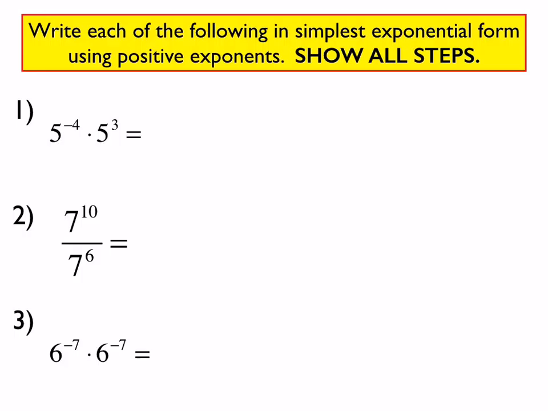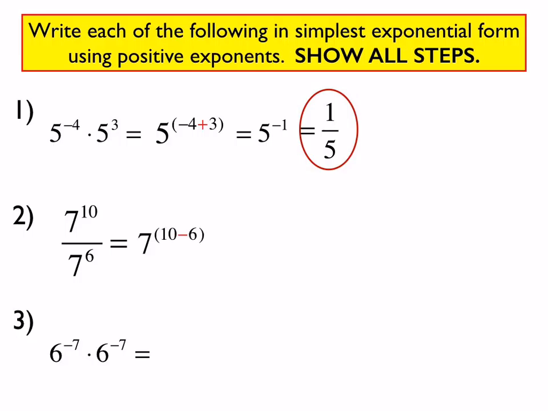So number 1, we have a multiplication problem with like bases, so therefore we add exponents. I need to see that step right there in every single problem. That is 5 to the negative 1, which is 1 over 5. Number 2, we have like bases in a division problem. Therefore, we subtract exponents. I need to see that step right there in every single problem. That, of course, is 7 to the 4th.